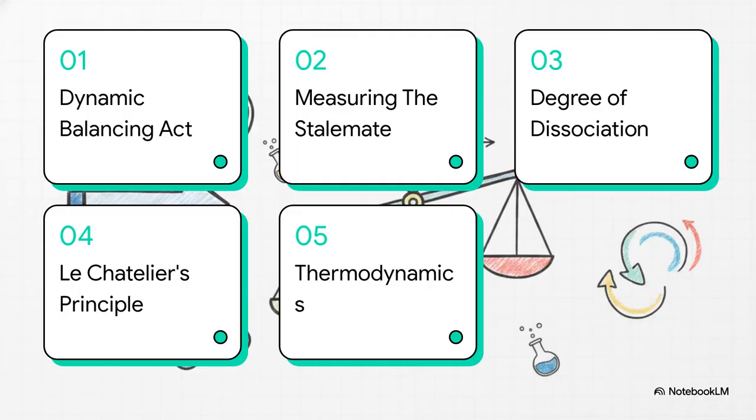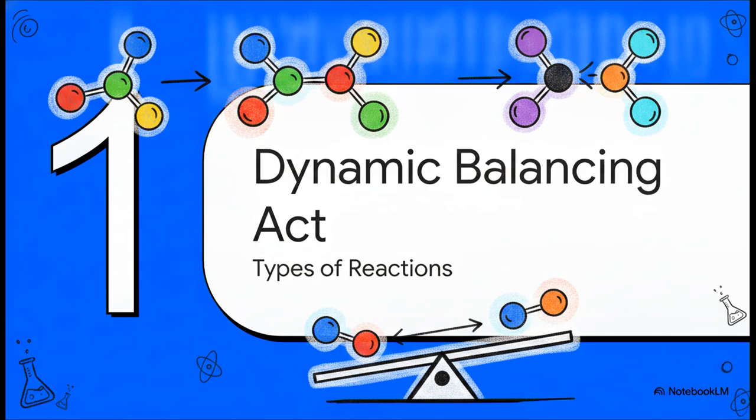To figure this out, we're going to build our knowledge step by step through 5 crucial stages: the dynamic balancing act, measuring the stalemate, the degree of dissociation, Le Chatelier's principle, and finally, the thermodynamics of equilibria. Section 1, the dynamic balancing act.